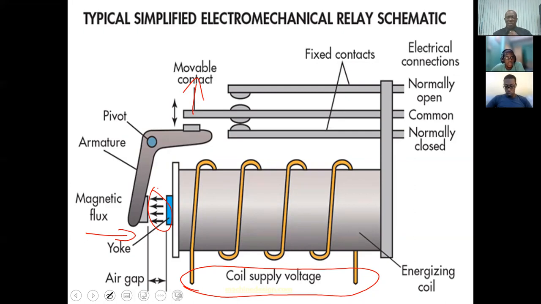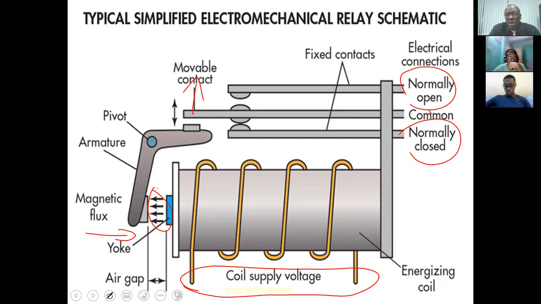Remember that these contacts are shown in their de-energized state. So the normally closed will be closed when de-energized, as we are seeing here. The normally open will be open when de-energized. Once we have energized the relay and we have operation, then the normally open will close and the normally closed will open. All right. I'm going through all of this in a little more detail because there are some operations we'll look at later on where all of these fundamentals will come up again.